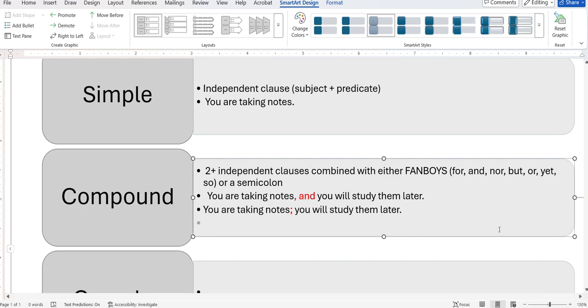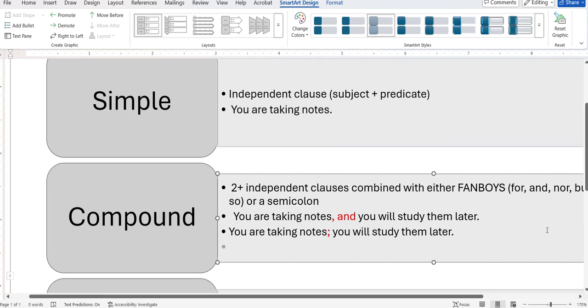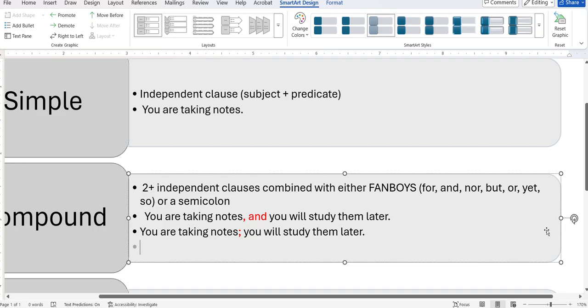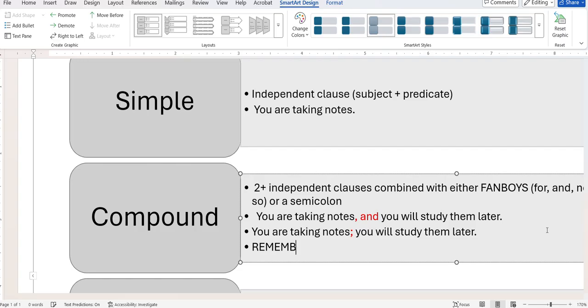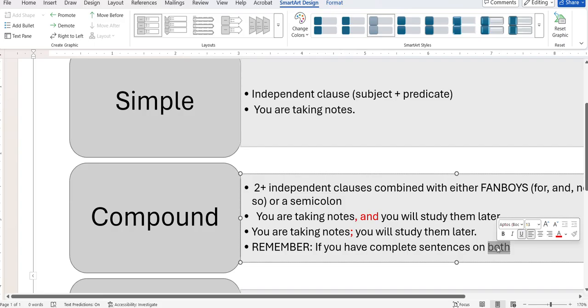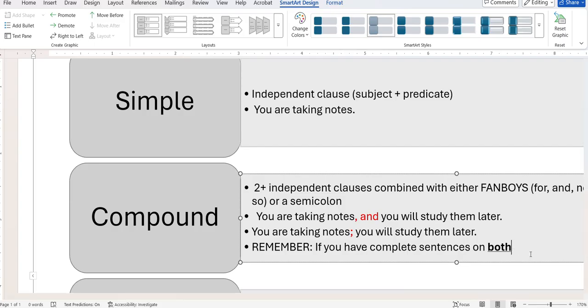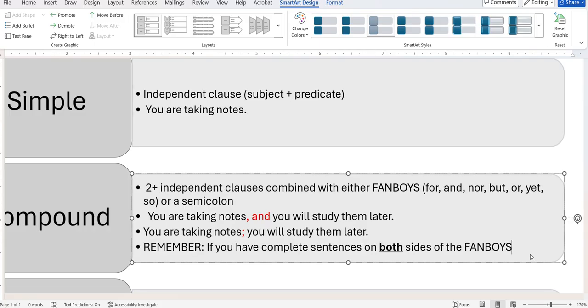So for this one, zoom in a little more so you can see, because it keeps shrinking it when I type. Remember, all caps, remember. If you have complete sentences, so if you have independent clauses, it has to be both, also going to bold it, on both sides of the fanboy, which are called coordinating conjunctions.